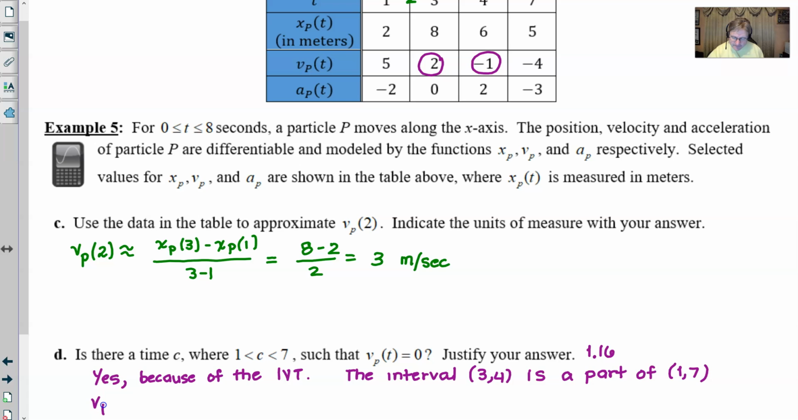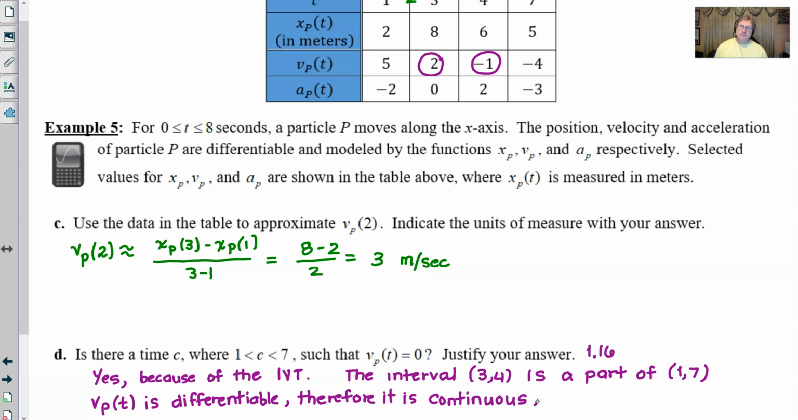Now we need to say that V sub P of t is differentiable. Now, what does that mean? If we're differentiable, that means that we are also continuous. And that's going to be very important. That is something that must be stated. If we don't establish the fact that this function V sub P is continuous, we're not allowed to use really any theorem throughout AP Calculus.